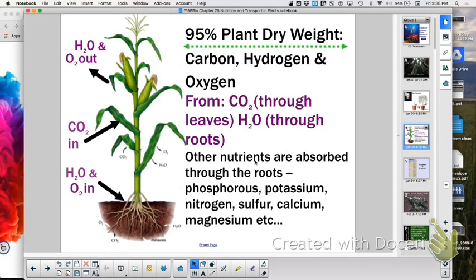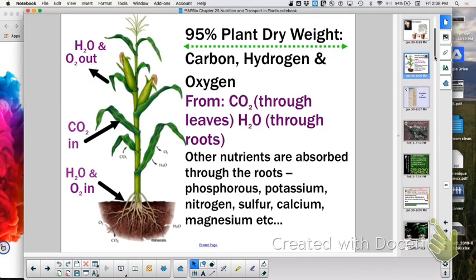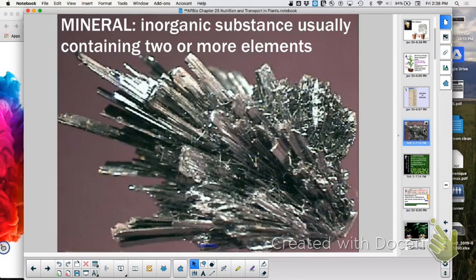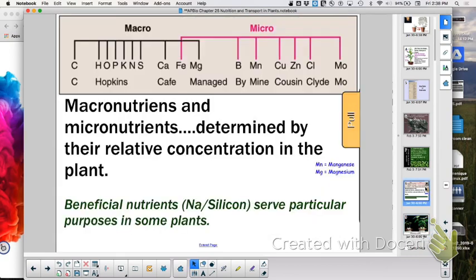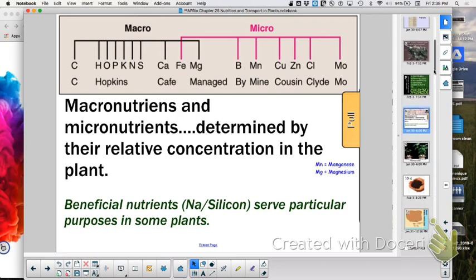When we think about other things plants need besides oxygen, carbon dioxide, and water, that's when we think about minerals. There are different experiments that are done to identify what's critical. We talked about this mnemonic, C. Hopkins Cafe, managed by my cousin Clydemo, that you're going to need other elements and minerals that make up the plant that they have to acquire. Minerals are going to come in through the what?